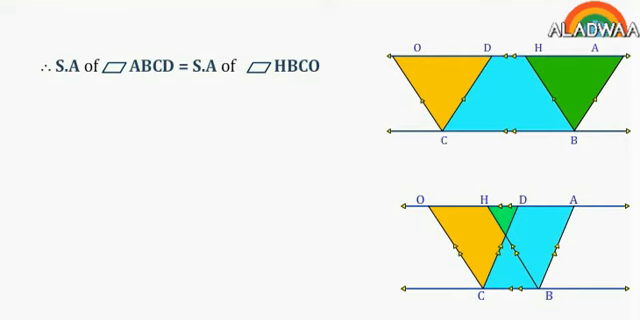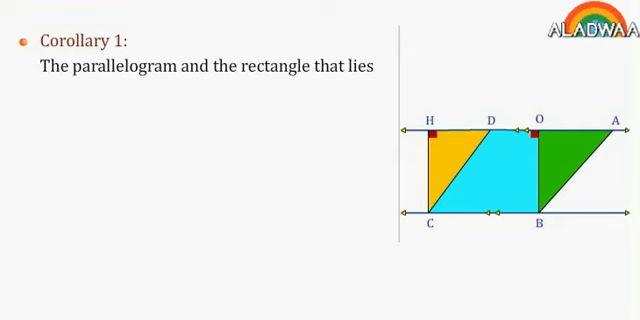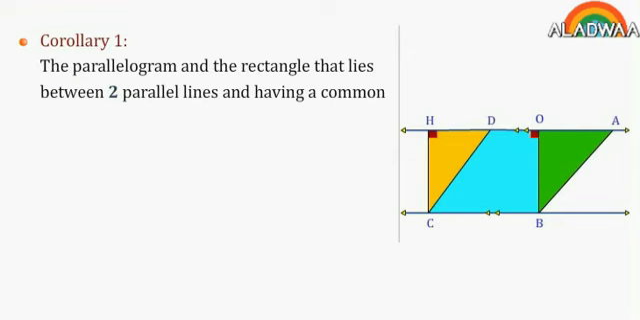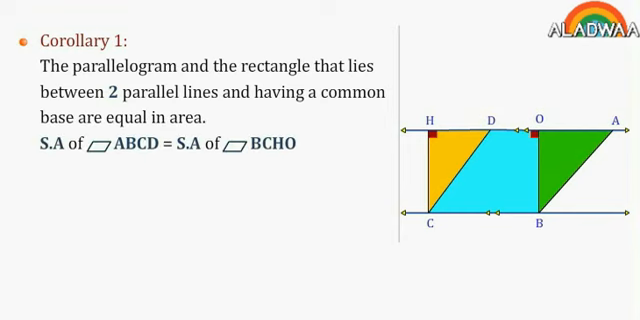Corollary number 1. The parallelogram and the rectangle that lie between two parallel lines and have a common base are equal in area. In the opposite figure, the surface area of parallelogram ABCD equals the surface area of parallelogram BCHO. The surface area of a rectangle equals length times width. The surface area of a parallelogram equals base times height.